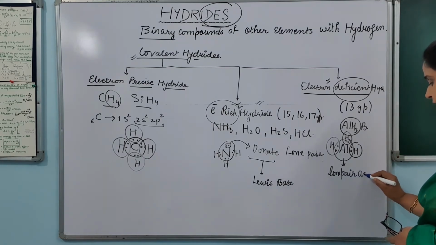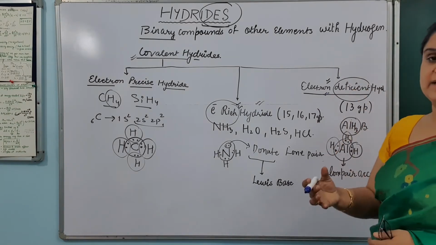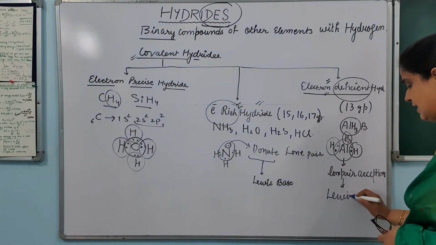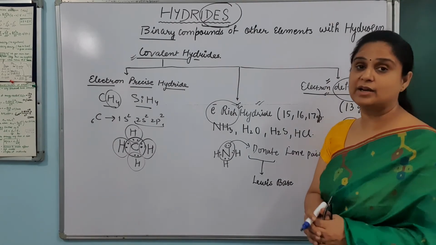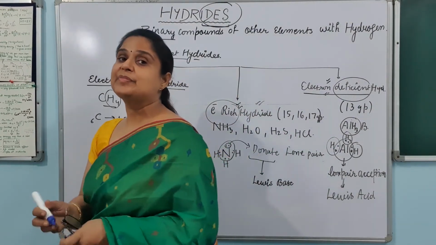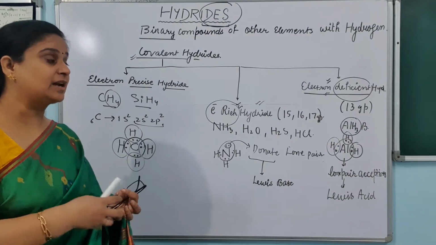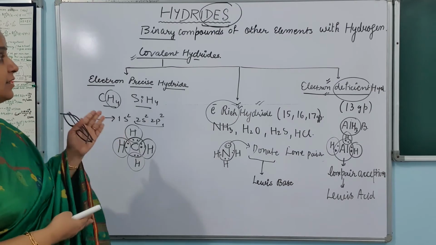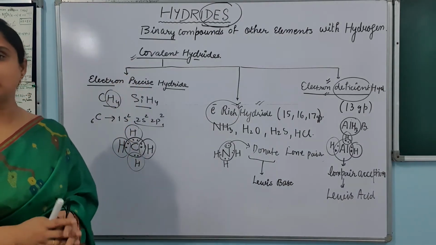Lone pair acceptors, and this is the reason that these electron deficient hydrides work as Lewis acids, because we know that acceptors of electrons in chemistry are called acids. So do remember, Lewis acids are electron pair acceptors, and just because they are accepting, the reason behind it is that they are deficient, and that is why they come in the category of covalent hydride electron deficient type. I hope it is clear to you.